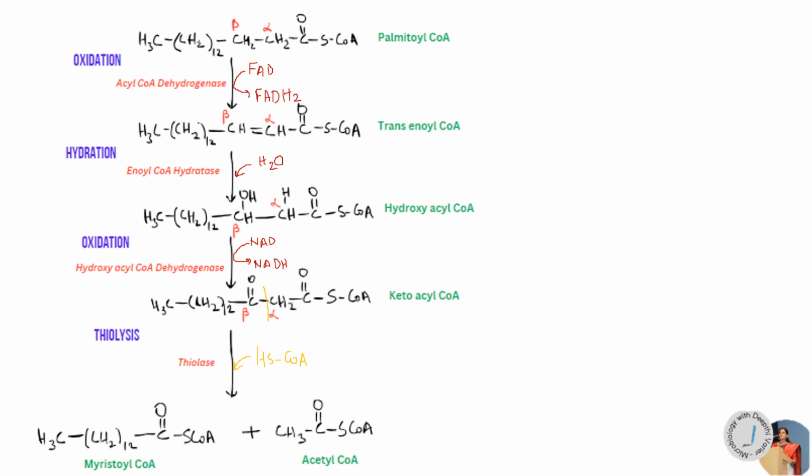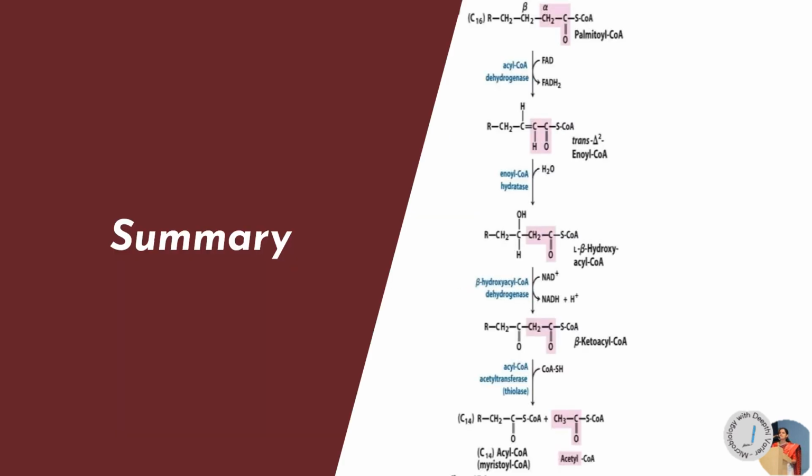When I say get back into the cycle, what happens over there? The myristoyl CoA is now going to start with the oxidation part right over here. So myristoyl CoA starts with oxidation, then hydration, then oxidation, then thiolysis to give me another molecule. So let's see what happens over there. This was the summary, or this is what you can write for your exam as well. We have palmitoyl CoA, which has formed the trans-enoyl CoA after the first step, which has then given me the hydroxyacyl CoA, that has given me the ketoacyl CoA, and finally that has given us acetyl CoA and a 2-carbon lesser compound, a 14-carbon fatty acid, that is called the myristoyl CoA.